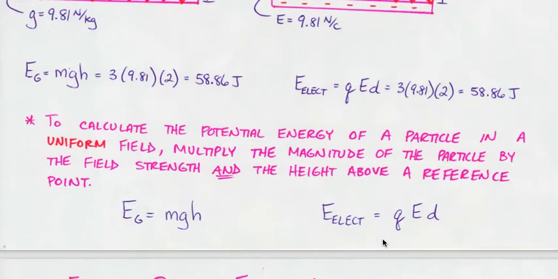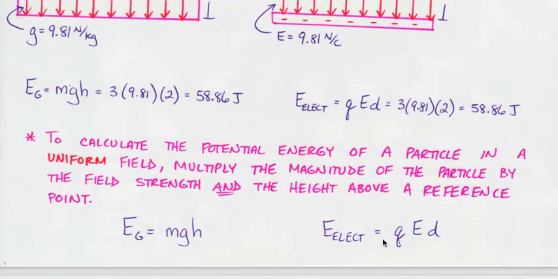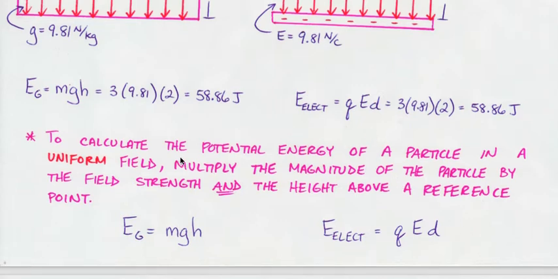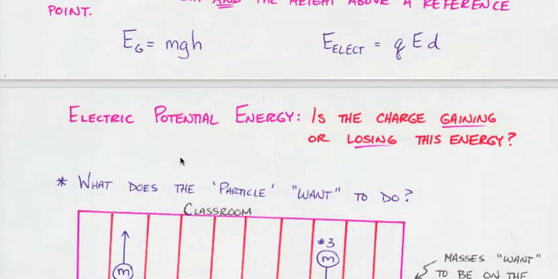So basically, to calculate the potential energy of a particle in a uniform field, multiply the magnitude of the particle, mass for gravitational fields, charge for electric fields, by the field strength, gravitational field strength or electric field strength, as well as the height above some reference point. The height above the ground usually for a gravitational field, and the distance above some reference point, usually the negative plate, in an electric field. So hopefully you're starting to see the connection that the concepts are the same, the variables are the only things that are different.